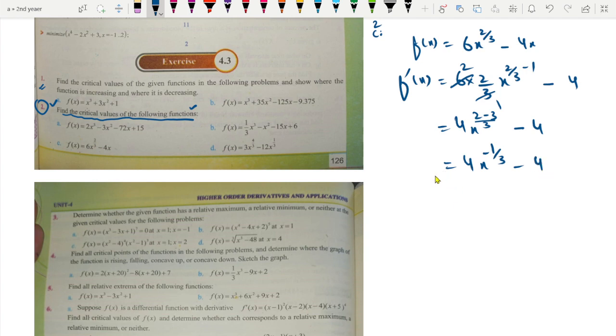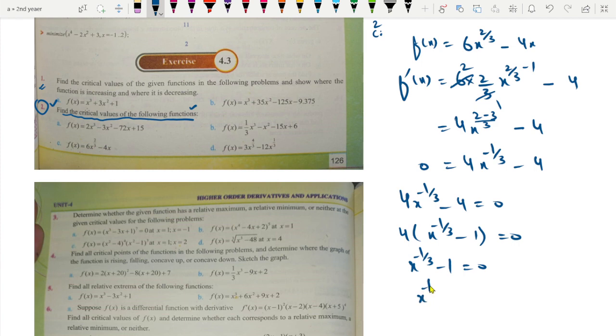So we will put f prime of x equal to 0 for critical values. So 4x^(-1/3) minus 4 is equal to 0. By taking 4 as common, 4 times x^(-1/3) minus 1 is equal to 0. Dividing by 4 on both sides, x^(-1/3) minus 1 is equal to 0. So x^(-1/3) is equal to 1. So this becomes 1 divided by x^(1/3) is equal to 1.